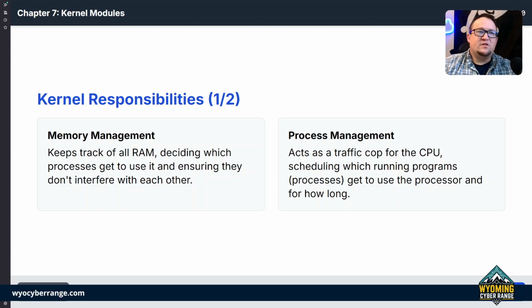The other thing it's going to do is process management. It's going to act like the traffic cop for the CPU and schedule which programs and processes get to use the processor for how long. And now with current days, we have a lot of processors that are multi-core and multi-threaded. So we don't just have one processor lane to work with. Think about how many lanes on our highways we're starting to get. Some of these processors have 30, 40, maybe even 50 lanes that can be utilized per processor.